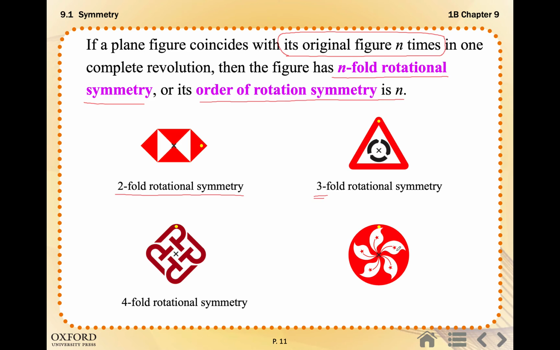And next, for this, when the yellow dot is marked here, and then you rotate up to here, the same figure appears once, and then 2 times, 3 times, 4 times, lastly 5 times. That's why here is the 5-fold rotational symmetry. So this is the idea about the rotational symmetry.